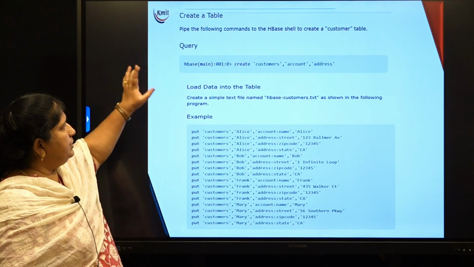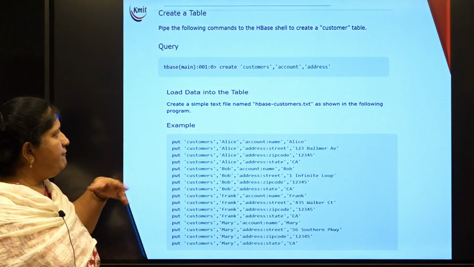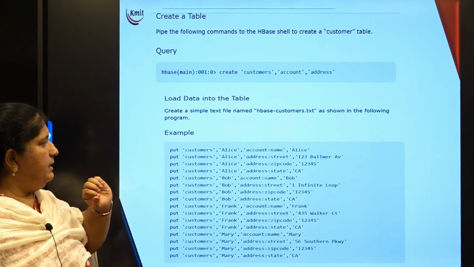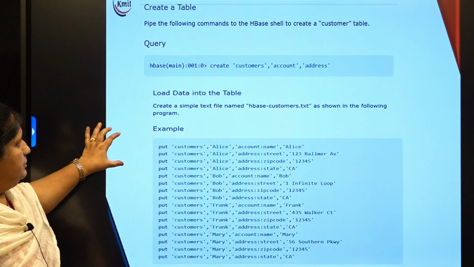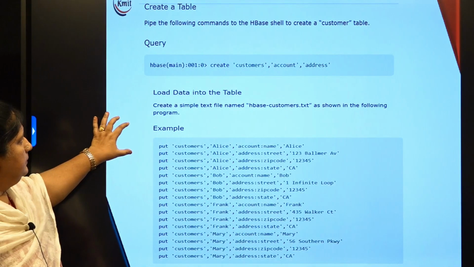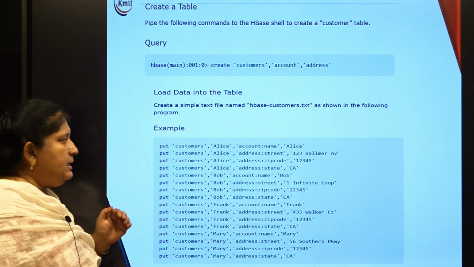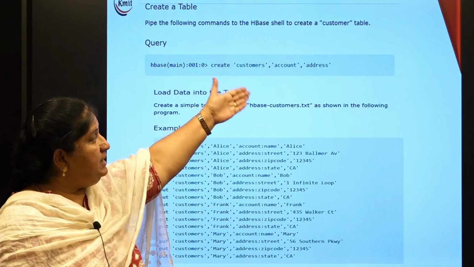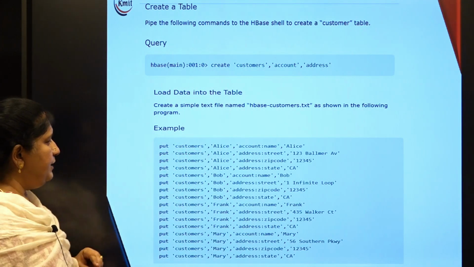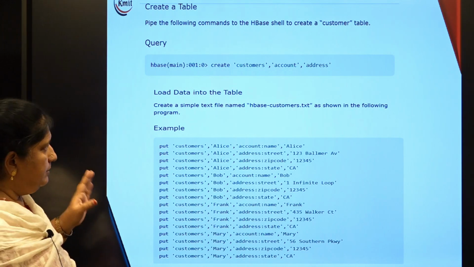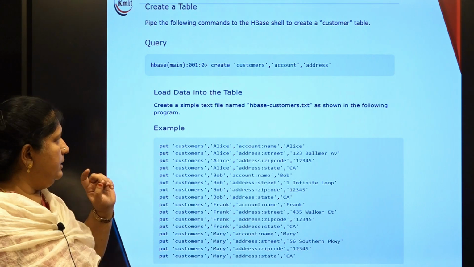Now, what we are going to do is create a customers table consisting of account and address, account name and address. So this is how we create. Create, what is the table name? Customers. Under customers, what are the family names we have? Account and address. Two families of data we are trying to store. The customers table has two column families. I am repeating again, account and address.